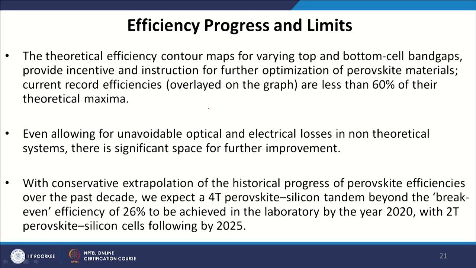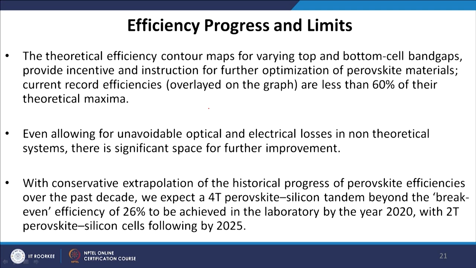Now, the theoretical efficiency contour maps for varying top and bottom cell band gaps provide incentive and instruction for further optimizations of the perovskite materials. Current record efficiencies overlaid on the graph are less than 60% of their theoretical maxima. Even allowing for unavoidable optical and electrical loss in a non-theoretical system, there is significant space for further improvement.